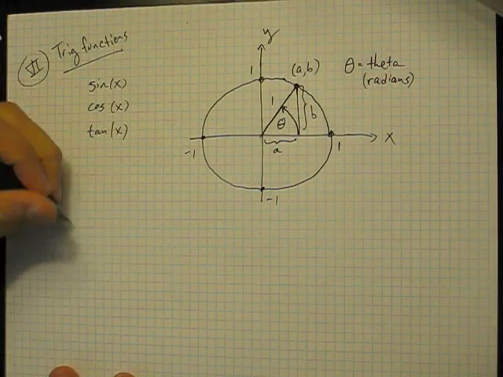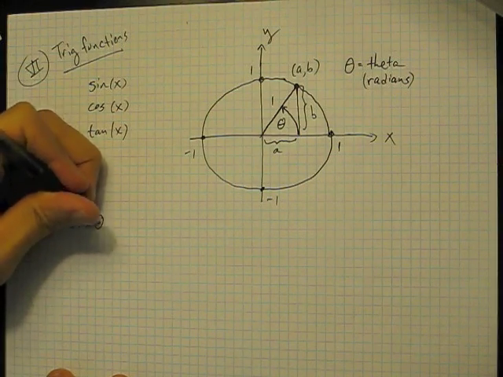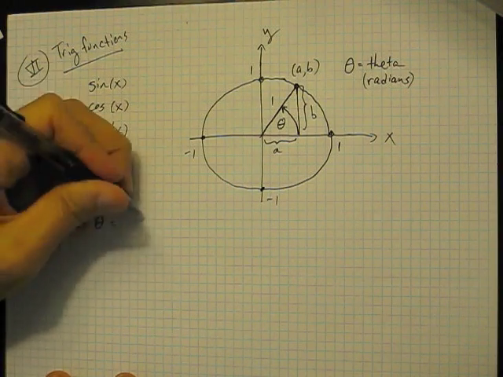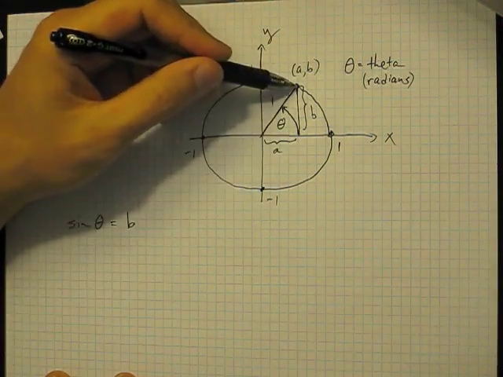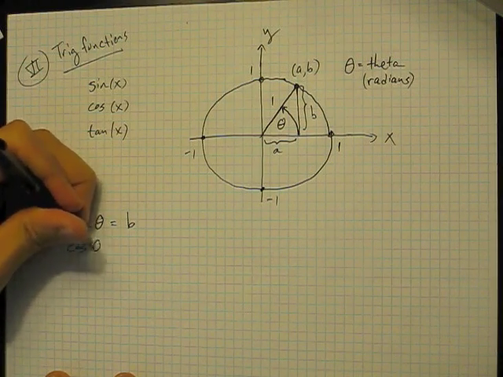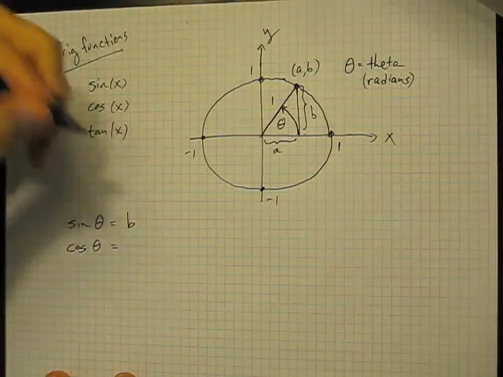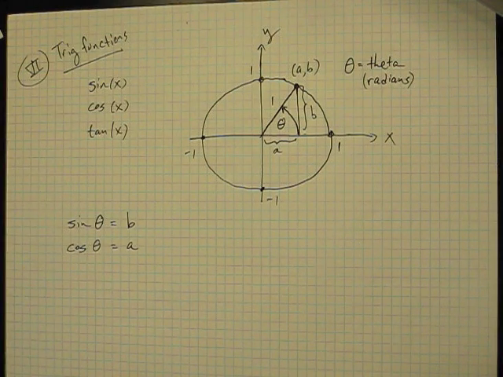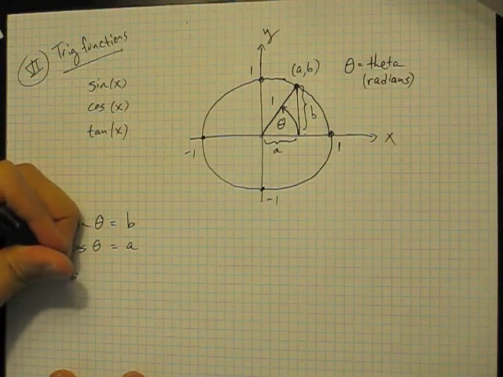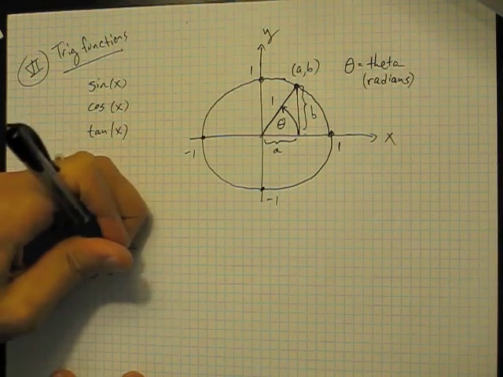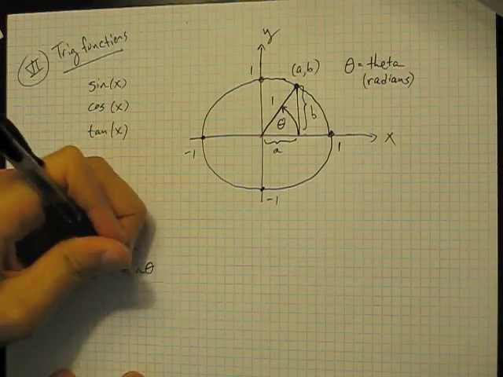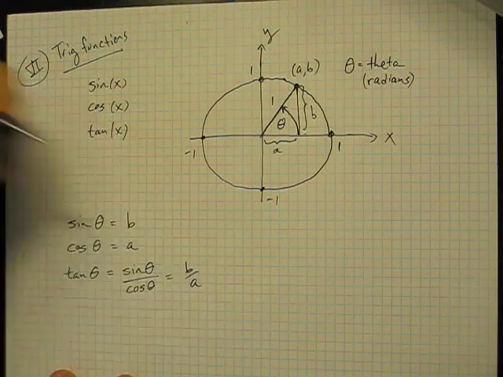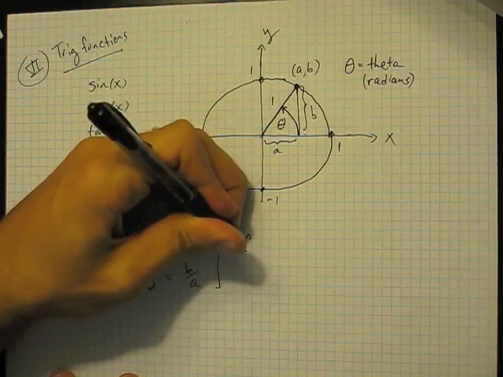Now here's the definition of sine. The sine of theta, the sine of this angle right here, is just the y coordinate of that point. The cosine of that value is just the x coordinate of that point. So that's it. That's all there is to it. The tangent of theta is defined to be the sine of theta over the cosine of theta, so that is just b over a. So these are the definitions.